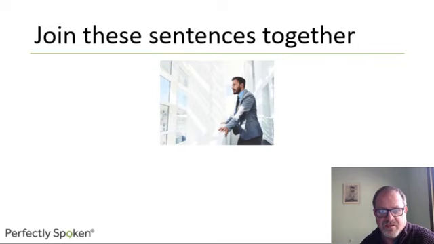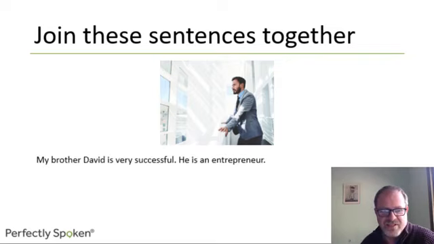Okay, here you have a businessman looking at some high-tech monitors. And here's the sentence. My brother David is very successful. He is an entrepreneur. Well, this is actually invented. I don't have a brother David. But anyway, my brother David is very successful. He is an entrepreneur. An entrepreneur is a person who creates new businesses out of nothing, and so on. It's from French, actually, which is why the pronunciation is a bit strange, entrepreneur.